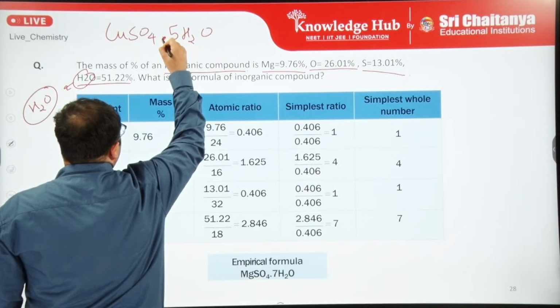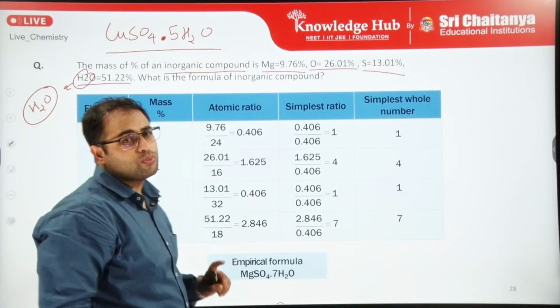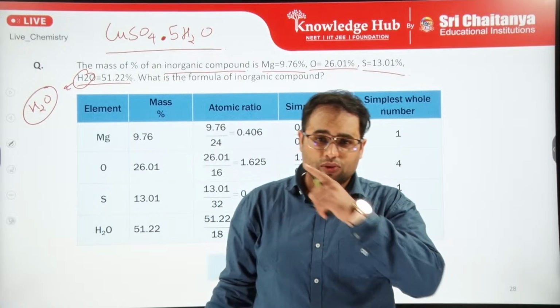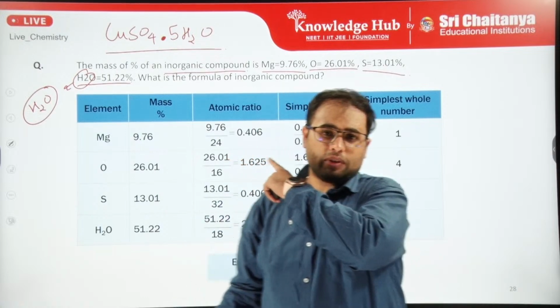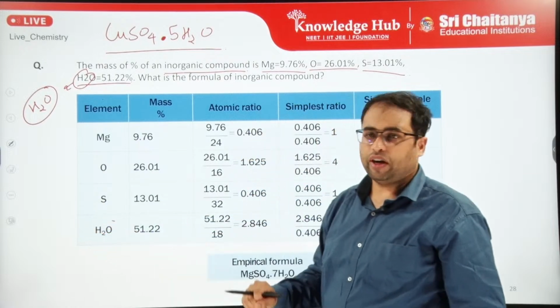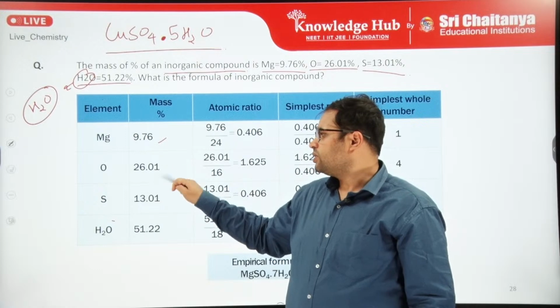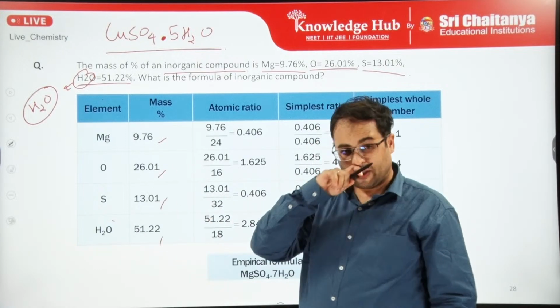Right. Copper sulfate dot 5H2O. 5H2O is water of crystallization. So it is kind of this compound, remember. Treat H2O as a separate unit of atoms. So magnesium percentage is here, oxygen is here, sulfur is here, H2O is here.